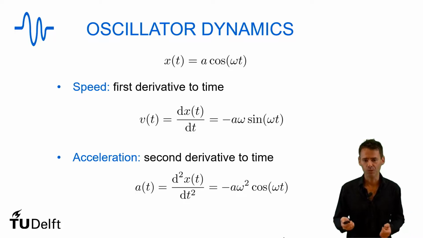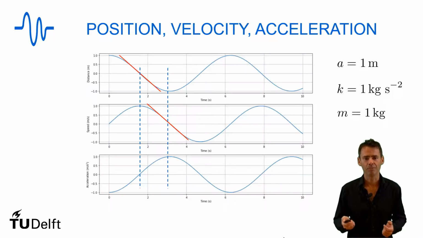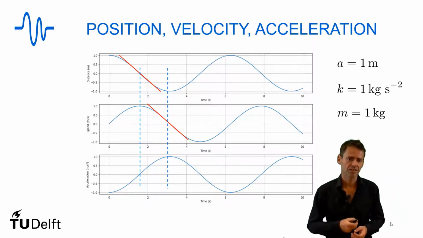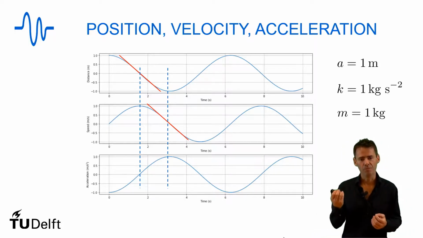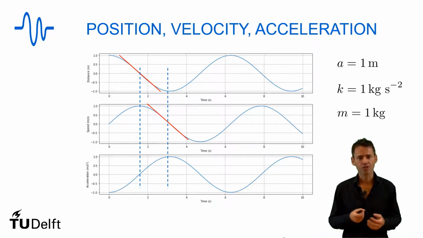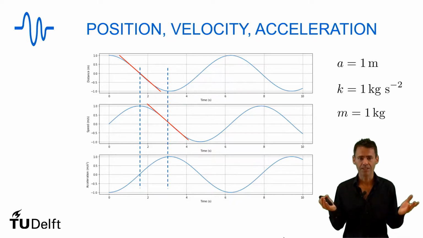This is typically what we do. So I coded that in Python for specific parameters. A is 1 meter, k is 1 kilogram per second squared, m is 1 kilogram. And on the top you see the oscillatory motion x, the distance traveled by the mass m. In the second row you see the velocity, and there you can see that the velocity is out of phase by 90 degrees with the extension x of t.